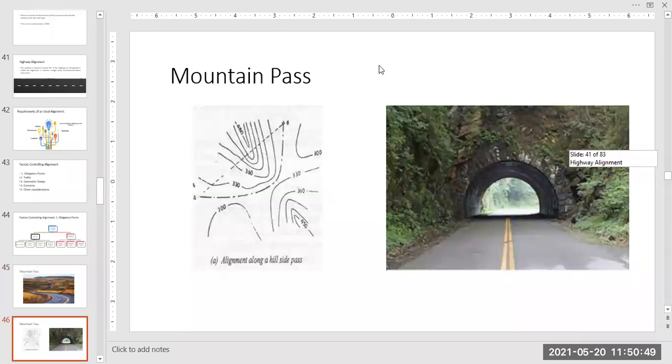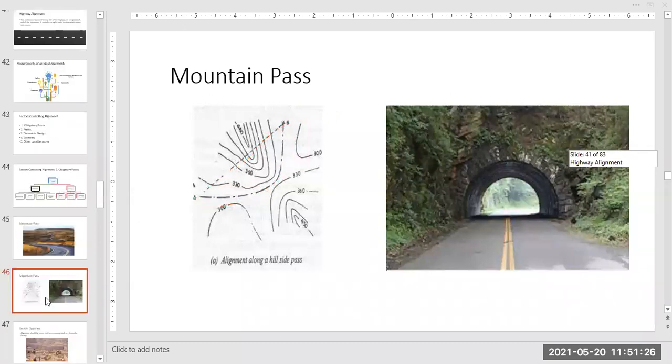In the first figure I'm showing the contours. This is a hill. Our alignment is not coming around like this. That is not the alignment. We are cutting the hill. Whenever we get a hill or a mountain pass, we are going to cut that mountain in the process of alignment.